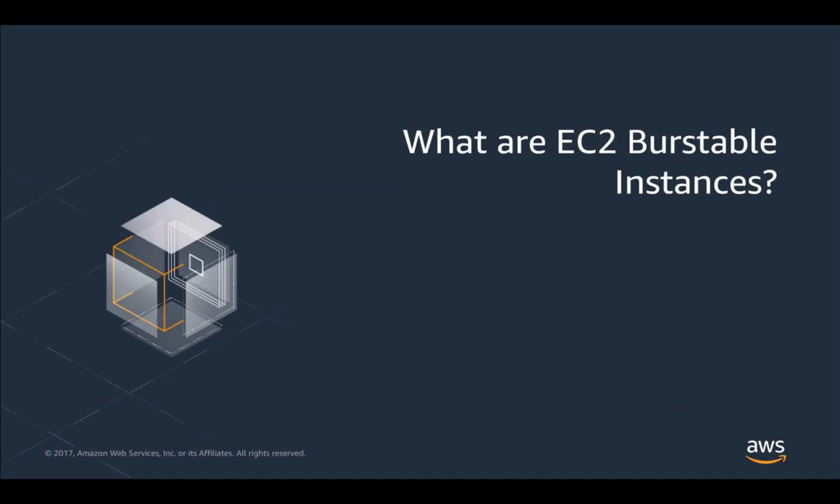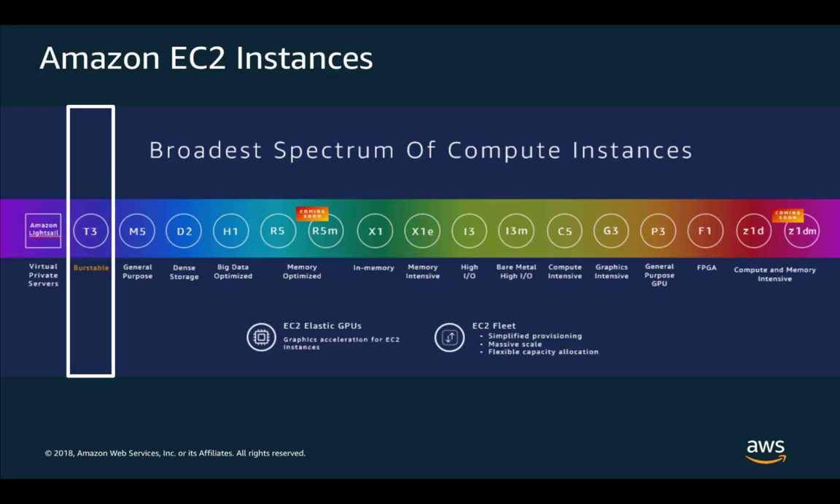So let's start by brushing up on what burstable instances are. AWS offers a variety of instances to suit your needs, from storage optimized to memory optimized to GPU accelerated. The T family of instances are designed for applications with variable CPU usage that experience occasional spikes in demand, and you see them sitting on the far left side of the spectrum of general purpose instances.